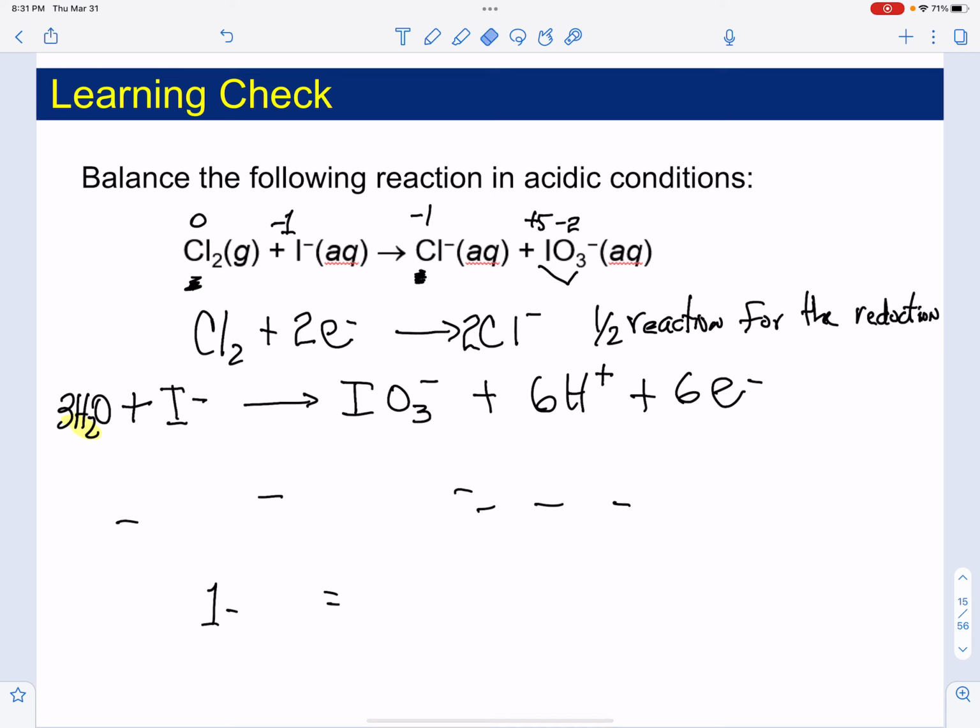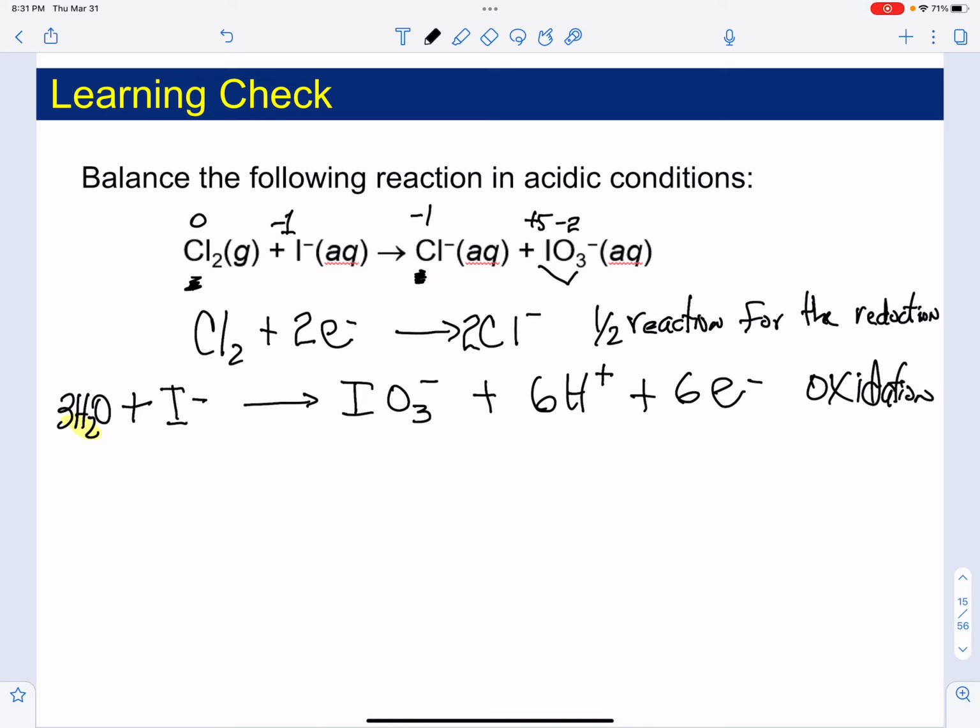And if you notice, those electrons are part of the products. So whenever you have the electrons on the product side, that means that electrons are being produced or electrons are being lost by the reactant. So this is the oxidation process.